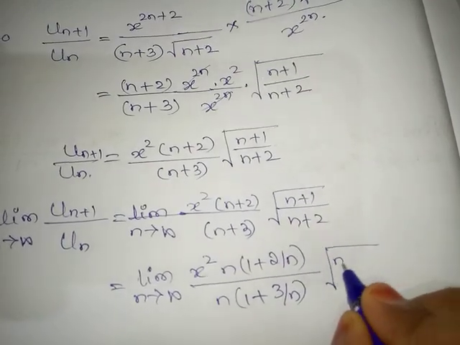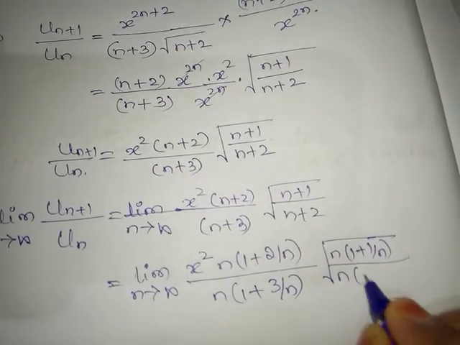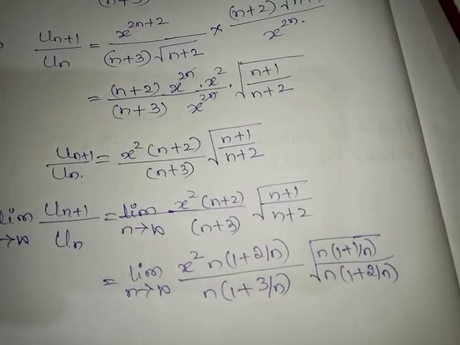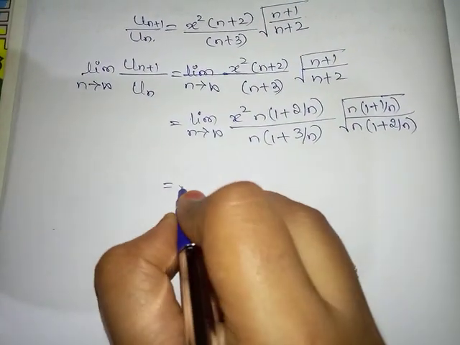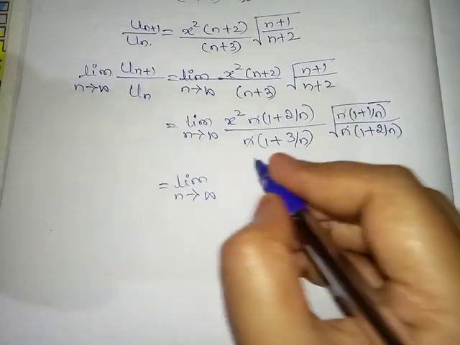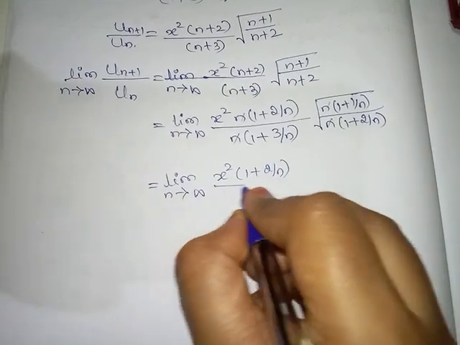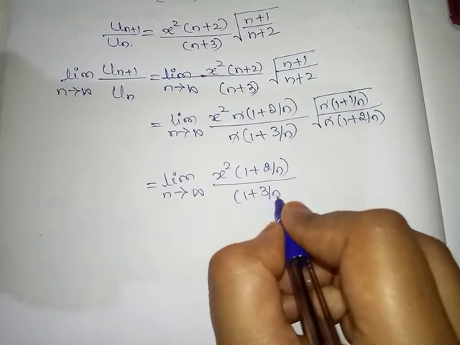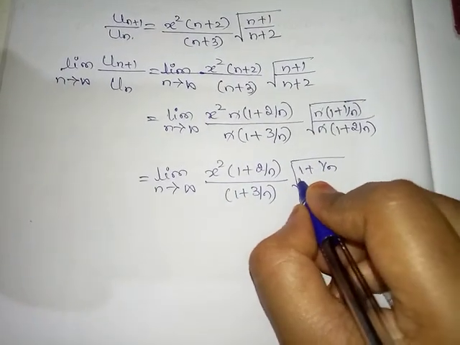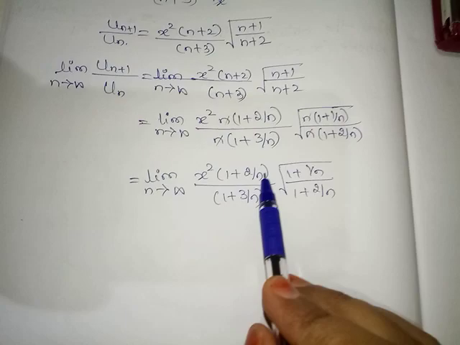Here also I will take n common: 1 plus 1 by n divided by n into 1 plus 2 by n, which is equal to limit n tends to infinity. This n gets cancelled, so x square into 1 plus 2 by n divided by 1 plus 3 by n into square root of 1 plus 1 by n divided by 1 plus 2 by n. Now apply the limits as n tends to infinity.